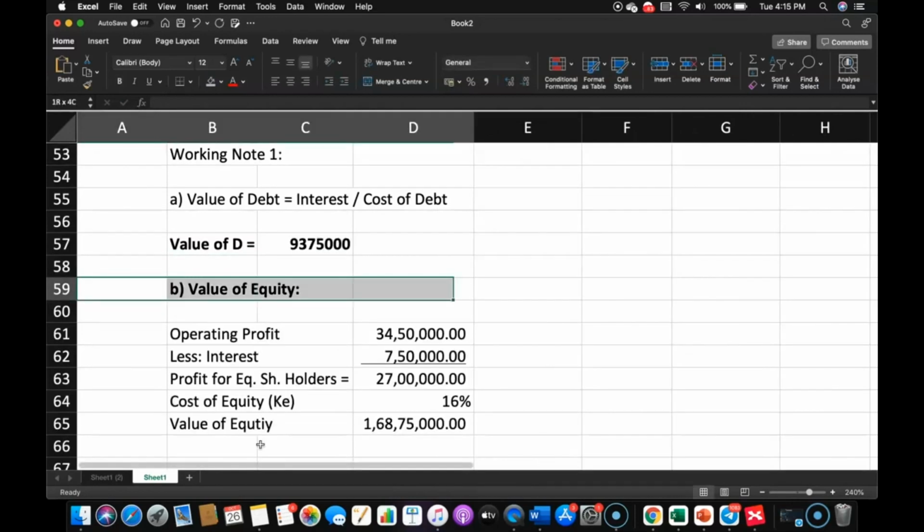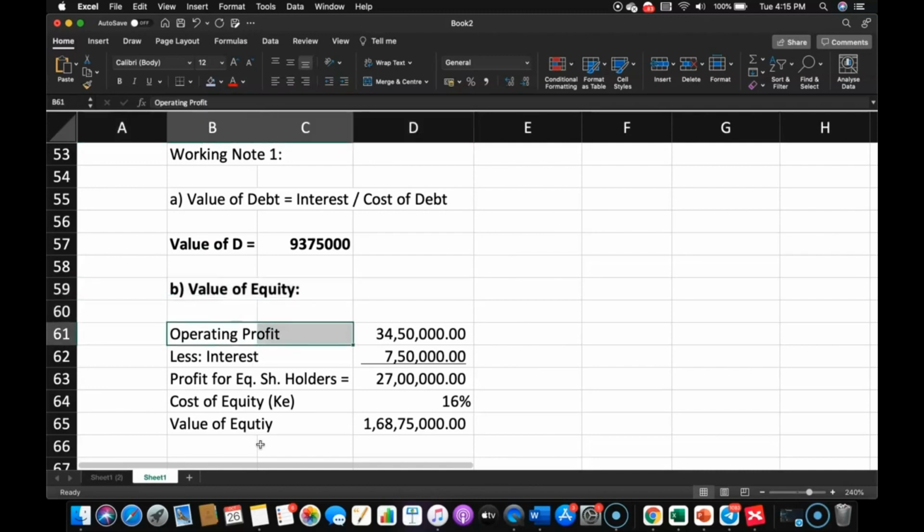Next, let me take you through the value of equity. How are we going to do that? It's very simple. We are given operating profit of 3.45 million, that is 34,50,000. From that, let us deduct interest of 750,000. So we get profit available for equity shareholders, which is 2.7 million, that is 27 lakhs. Now if this profit available for equity shareholders is divided by the cost of equity of 16%, you will get the value of equity, which is 1,68,75,000.